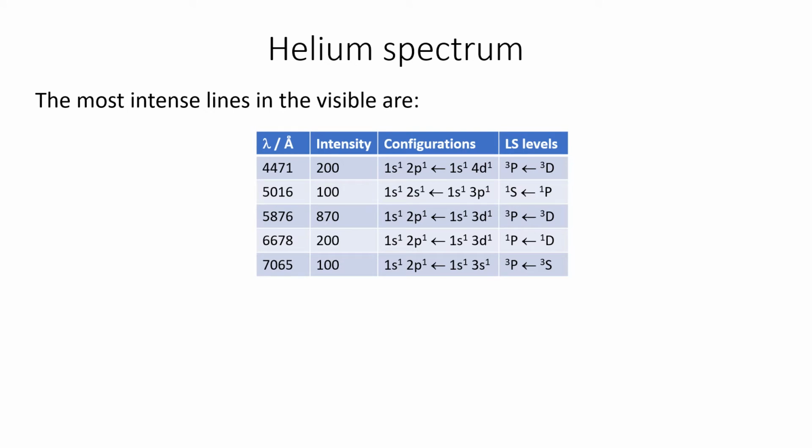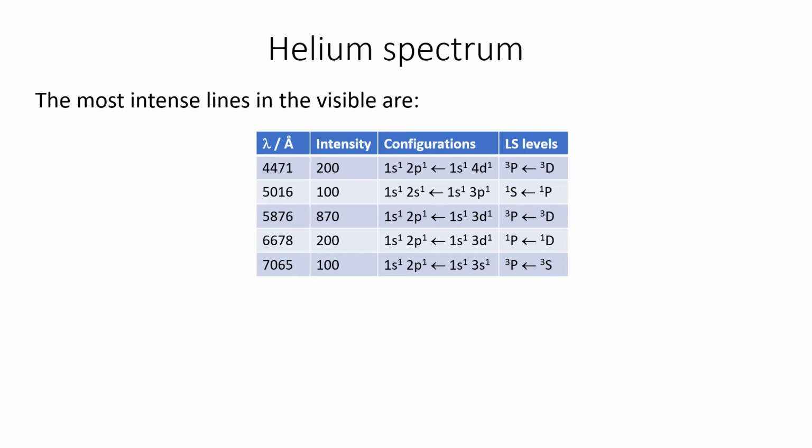Now onto the helium spectrum. I've pulled up some details I found of the spectrum. On the left-hand column, we've got the wavelength, lambda. This is in the fairly old-fashioned unit of angstroms, where an angstrom is 10 to the minus 10 meters. So an angstrom is about the diameter of a hydrogen atom. And so there we go.